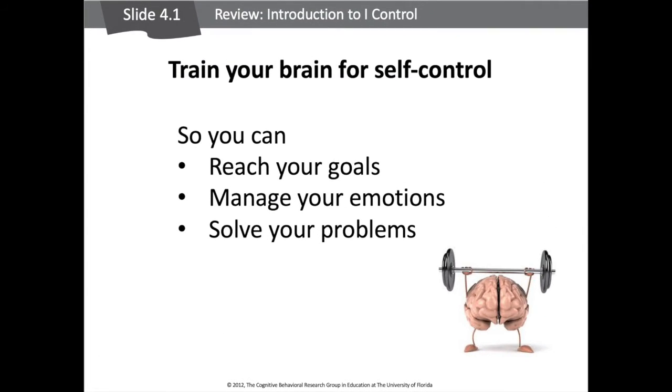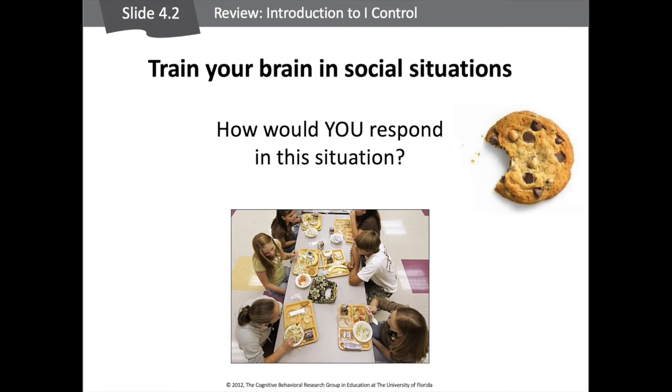Next, we'll review Lesson 4. In this lesson, we talk about brain training for self-control. Training the brain to increase self-control is important because it can help you reach your goals, manage your emotions, and solve problems. When in a challenging social situation, you can use self-control to resolve that situation while training your brain so your self-control becomes stronger.